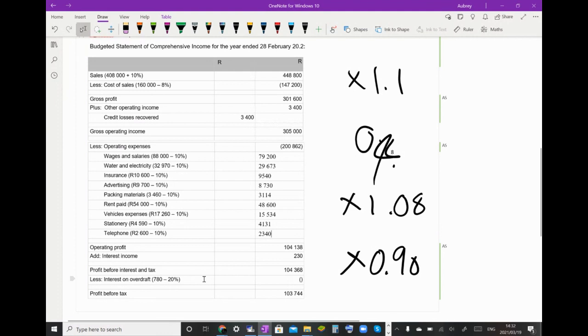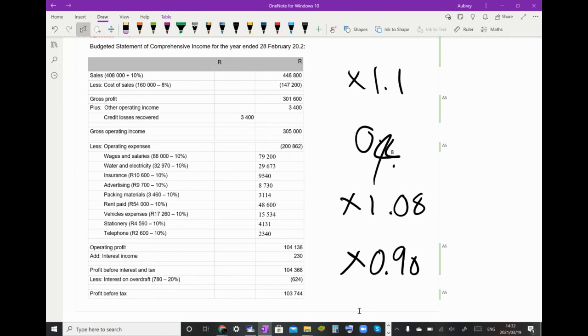All right. And then the final thing that they told us is reduce interest expense by 20%. So that would then mean what? How are we altering our interest on overdraft? That 780. What are we timesing it by? 0.8. 100%. That's exactly what we're doing. So what do we get when we times that 780 by 0.8? 624. Okay, that sounds about right.